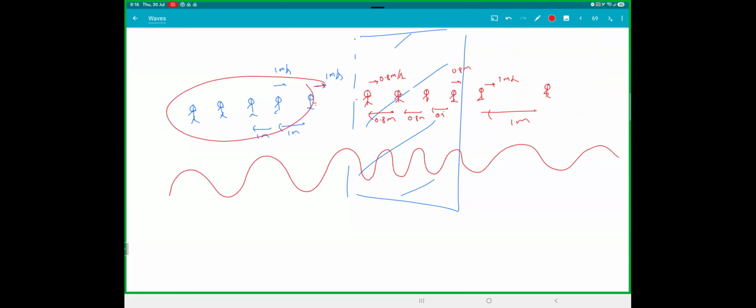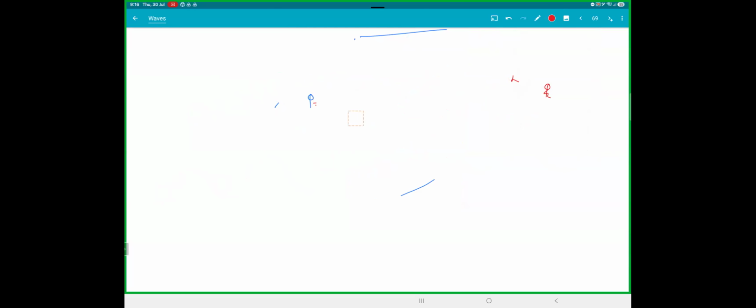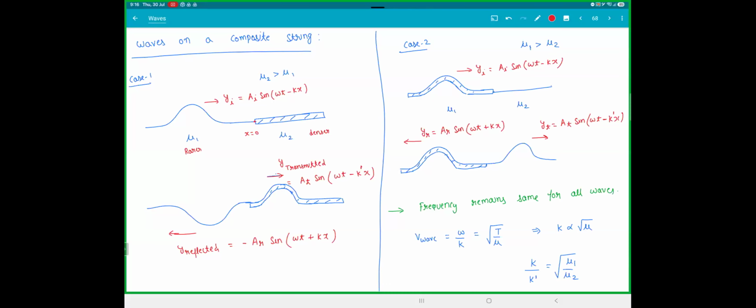If you send 5 people, there will be 5 people only. You won't get 10 people out of the crowd. That would be interesting, but it doesn't happen. So the number of waves per second is the frequency. So frequency doesn't change when you cross a medium. Wavelength will change and speed will change. All clear with this? But still there is more. How do we find A reflected and A transmitted? So let's see how it works.